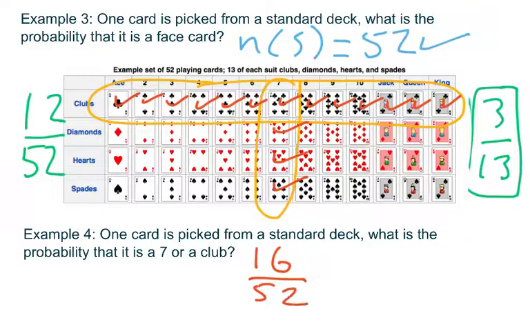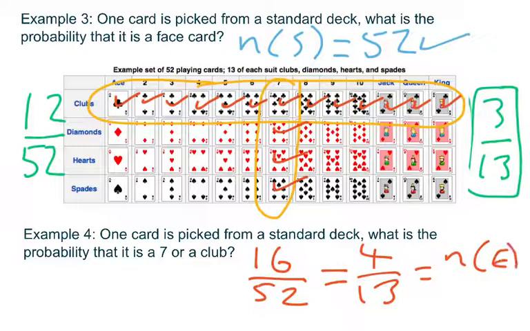Out of 52 total cards, the number on top is the number of cards in the event you're interested in. The number on the bottom is the number of cards or outcomes in total. 16/52. Again, both of those numbers happen to be divisible by 4. This would reduce to 4/13. The probability is 4/13. And that comes directly from the formula: number of elements in the event over number of elements in the sample space.